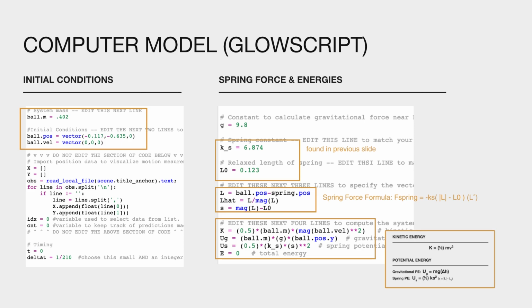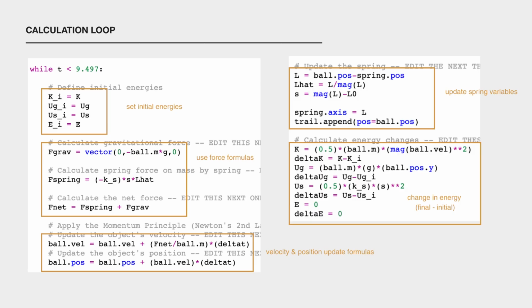On the right are the variables needed to calculate spring force as well as the various types of energies that will be involved in this system. Here I used the equations discussed earlier. Here is the calculation while loop, which runs for as long as t is less than about 9.5 seconds, which was the final observed time from before. First, I set the initial energies, then used the force formulas from before, and used the momentum principle, which includes the velocity and position update formula.